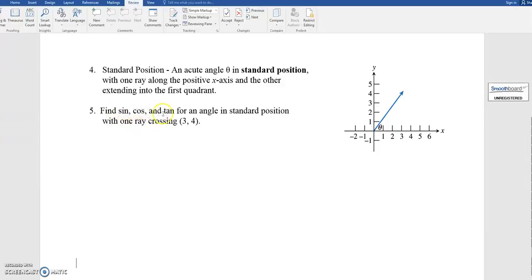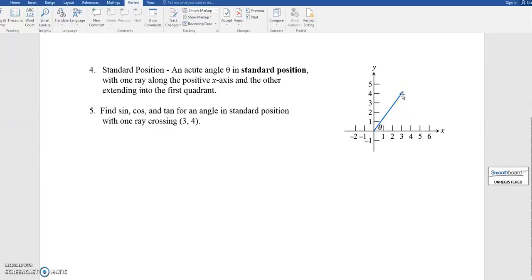So it says find sine, cosine, and tangent for an angle in standard position with one ray crossing 3, 4. Okay, so what does that mean? Well, one leg is going to be along the x-axis. Another ray is going to 3, 4, and it could keep going on forever. It could keep going to 6, 8. It could go to, what's the next multiple? 9, 12. It could keep going in that general direction, but because we know it's at 3, 4, I'm just going to pretend that it stops right there.